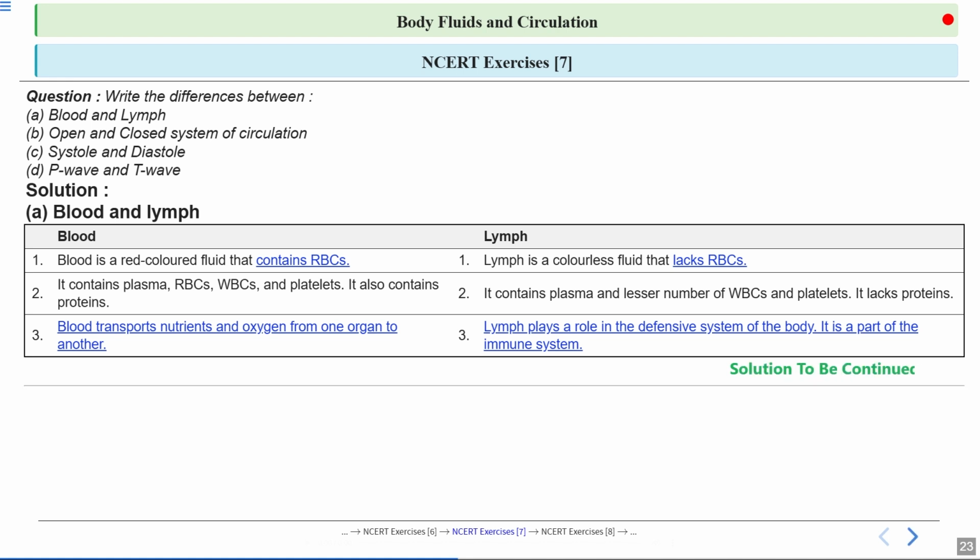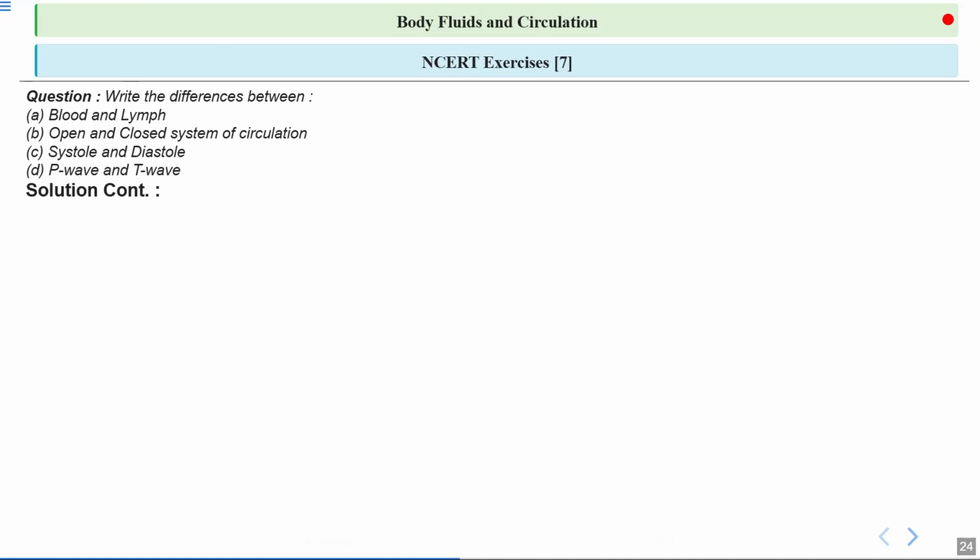Next question. Okay, let's continue with the answer. Okay, so another one was open and closed system of the circulation.